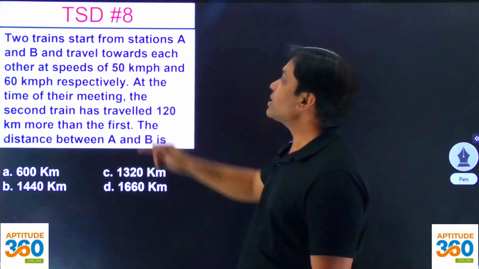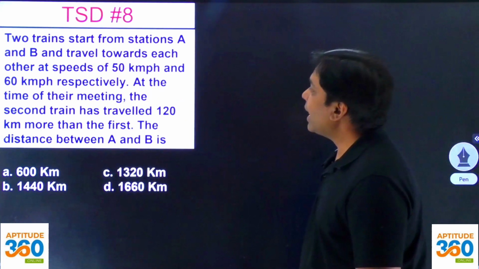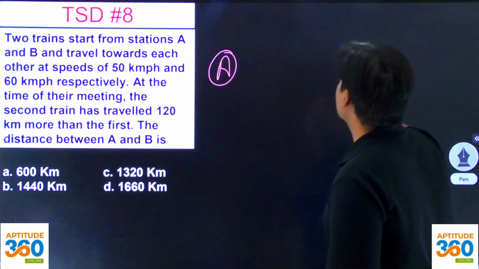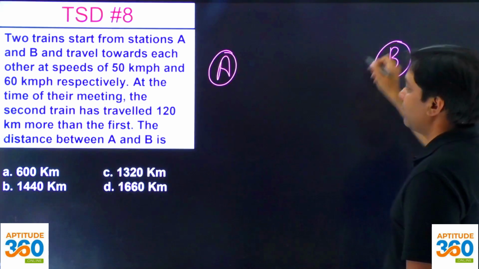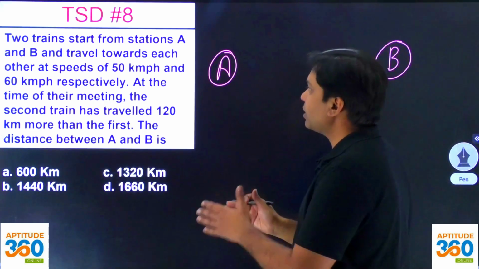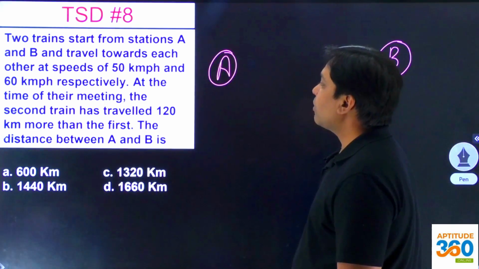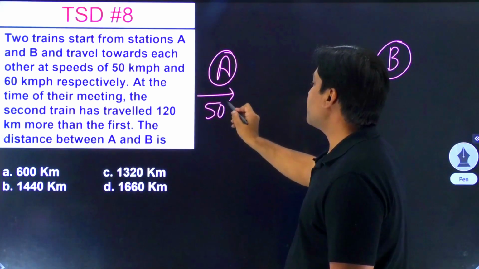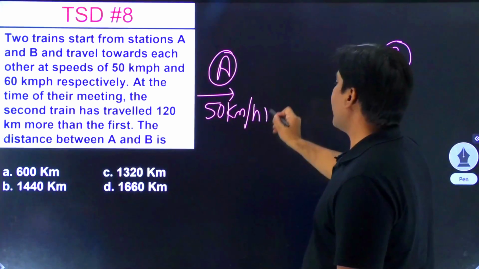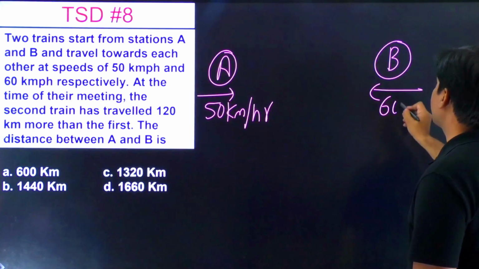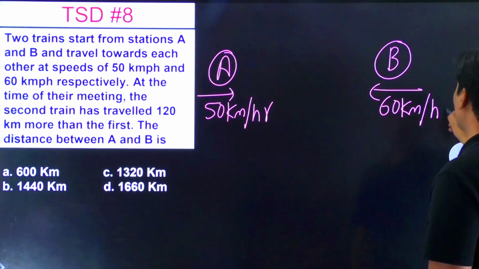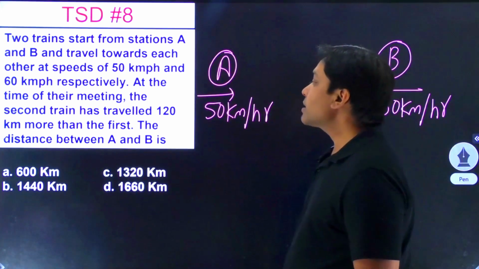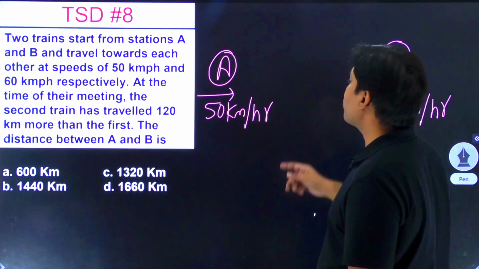It says that two trains start from stations A and B and travel towards each other. So this is station A and station B, and they're traveling towards each other at a speed of 50 kilometers and 60 kilometers. So this is 50 kilometers per hour and 60 kilometers per hour. ठीक है जी, ये दोनों बोल दिया कहानी. अब उसके बाद इसने क्या बोला? At the time of their meeting, the second train has traveled 120 kilometers more than the first train.